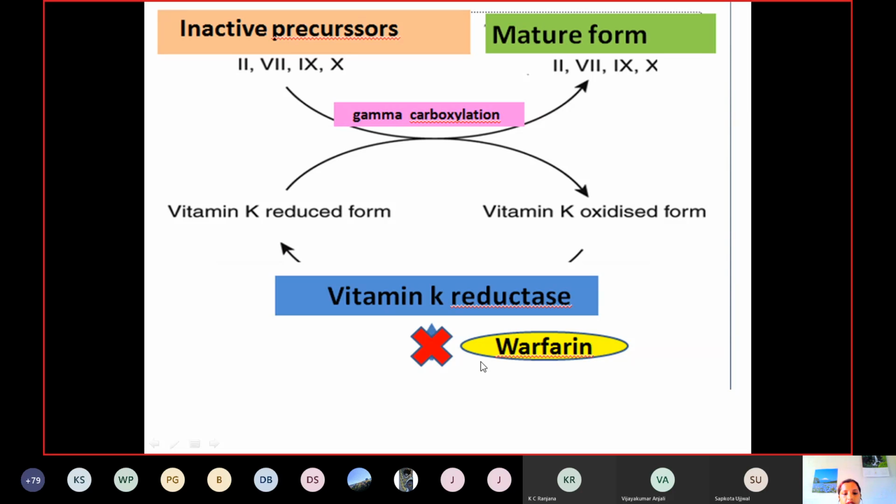Clear? So this step is inhibited by warfarin. Warfarin inhibits vitamin K reductase, thereby inhibiting the conversion of oxidized vitamin K into the reduced form, thereby inhibiting the gamma carboxylation of the clotting factors, thereby inhibiting the activation of the clotting factors. Clear? How does warfarin act as an anticoagulant?